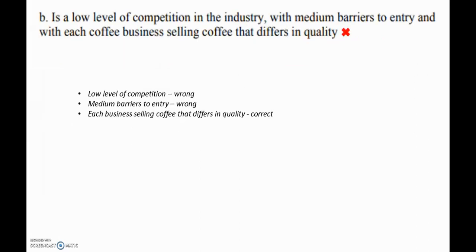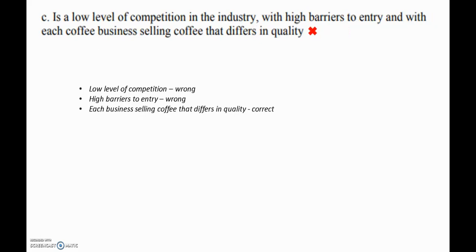B, is a low level of competition in the industry with medium barriers to entry and with each coffee business selling coffee that differs in quality. This answer is also wrong. This answer states low competition and medium barriers to entry, both of which are uncharacteristic of monopolistic competition. However, having each business sell coffee of differing quality is characteristic of monopolistic competition.